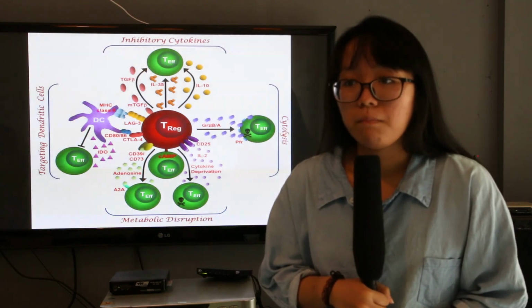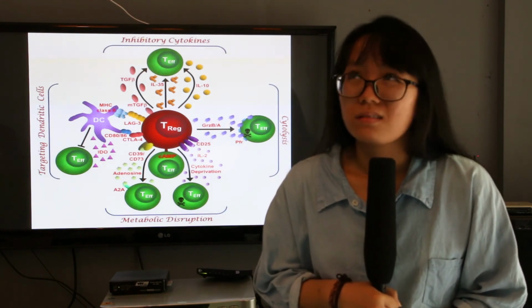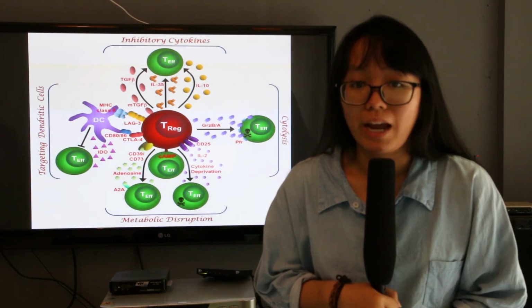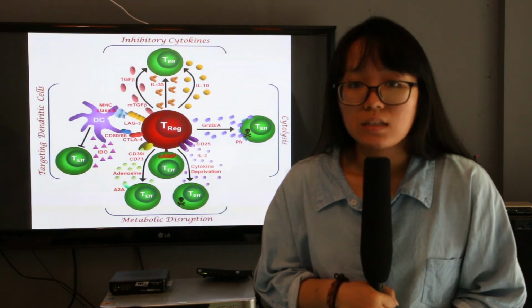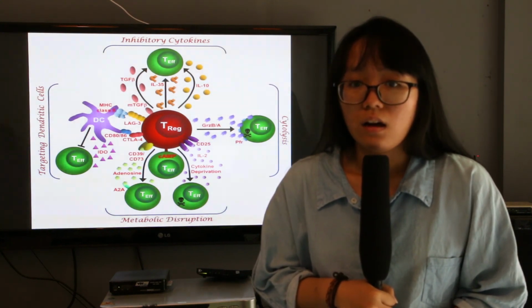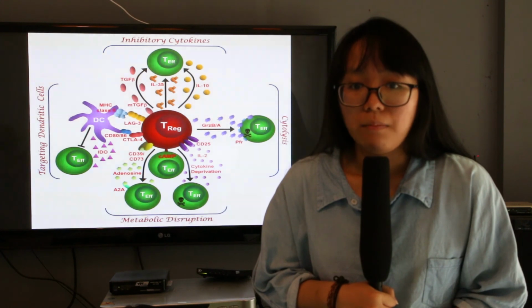So using this mechanism, the treatment with the Treg will restore the function of the pancreas to produce insulin normally and prevent or stop the development of type 1 diabetes.